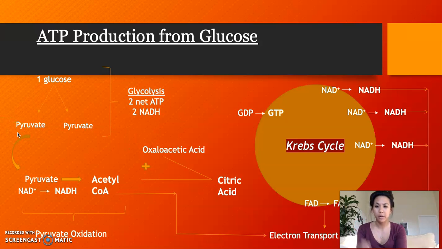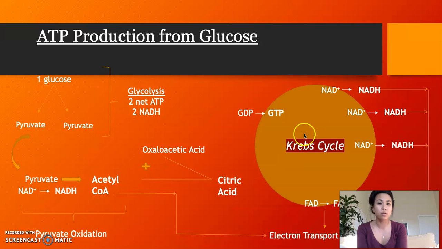And so let's just take one pyruvate, and when oxygen is present, it will go through pyruvate oxidation, where NADH is produced from NAD plus, and you have acetyl coenzyme A as a product. Now, acetyl coenzyme A then combines with oxaloacetic acid, or oxaloacetate, to form citric acid. Now, this part right here is actually very important, and towards the end of this presentation, we're going to circle back to it. But for now, they combine to form citric acid and then continue on to the Krebs cycle.